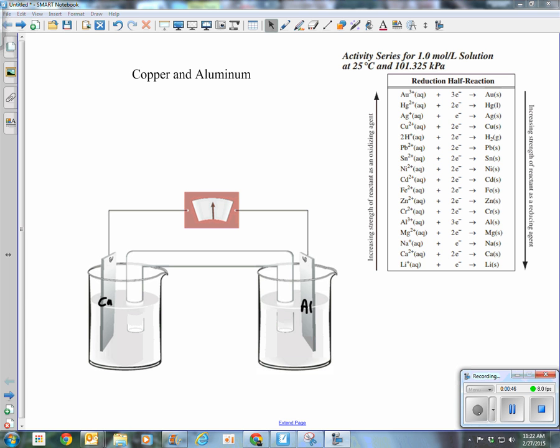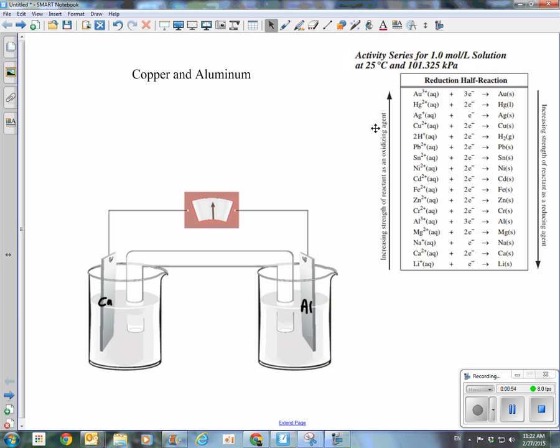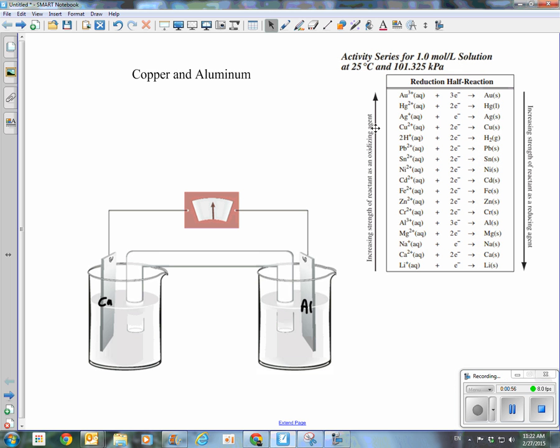Here we go, copper and aluminum. So what I'm going to do next is find copper and aluminum on my activity series. Here I see copper and here I see aluminum. Now, based on this, I will know that copper is going to be reduced and aluminum will be oxidized.